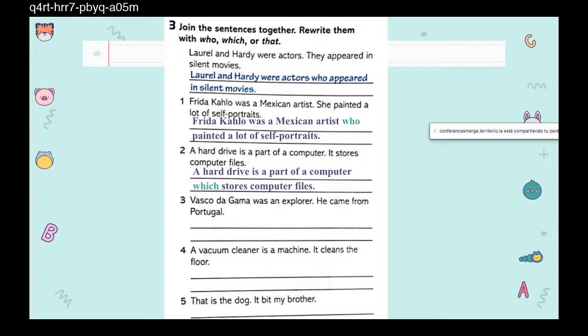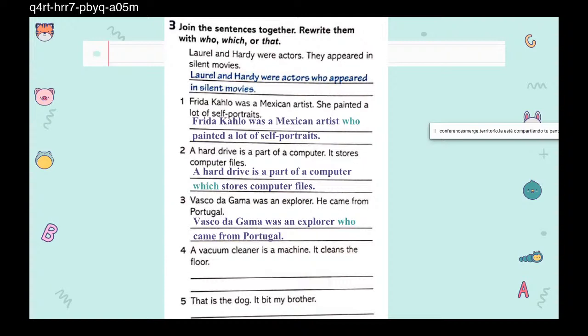Okay, the next one, it says that Vasco da Gama was an explorer. He came from Portugal. So we are talking about the subject. We are not talking about an object. So we can use Vasco da Gama was an explorer who came from Portugal. Vasco da Gama, who was an explorer, came from Portugal too. Or Vasco da Gama was an explorer that came from Portugal. We have different forms to join the two sentences, but the most important is that we can identify which kind of relative pronoun we are going to use and where we can place it.